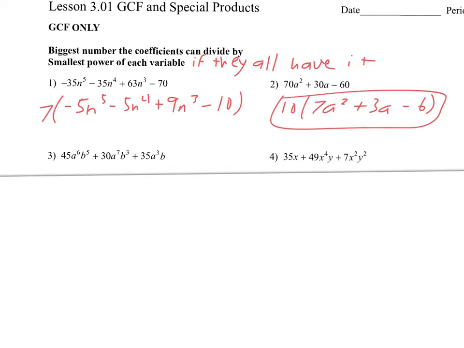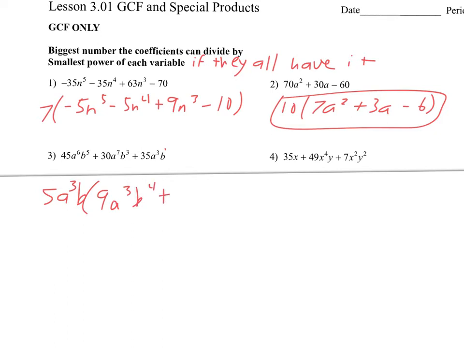And then on number 3, I see that these all end in 5 or 0, so I know that's divisible by 5. And then all these have an a, so I can take out the smallest power of a, which is 3, and then the smallest power of b, which is actually 1. And so if I take that out, I divide the coefficients. This is going to be 9. And then a to the 6th, and I take out a to the 3rd. We're really subtracting those exponents. That's going to be a to the 3rd. B to the 5th, if I take out a b, will be b to the 4th.